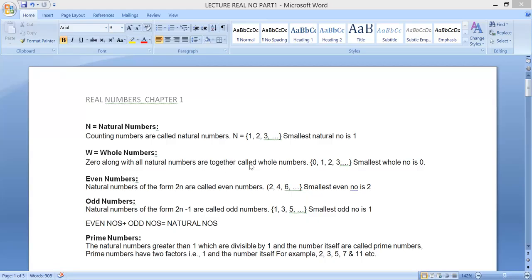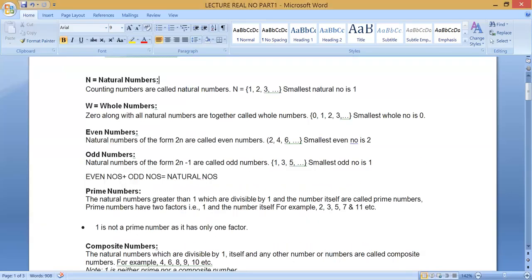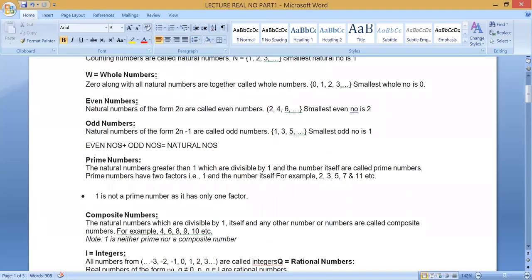So this is also an infinite set. After that, we have odd numbers. Natural numbers of the form 2n minus 1 are called odd numbers. That is, if you subtract 1 from an even number, you will get an odd number. So 1, 3, 5, 7, 9, this type of numbers are called odd numbers.